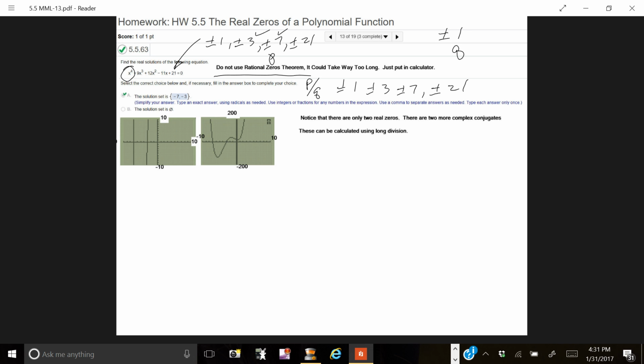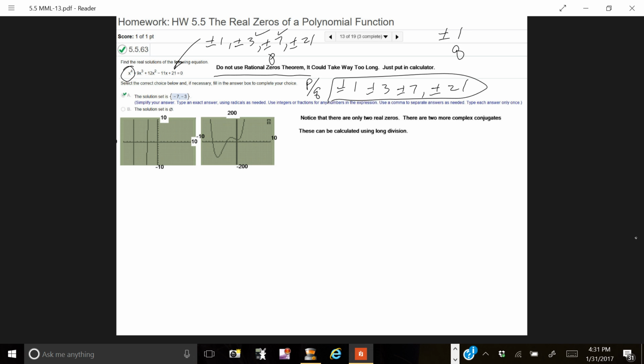But what you would do now is test all of these by using synthetic division. Now folks, that is a pain in the neck. Nobody uses that anymore to find the real zeros of a polynomial. They simply use their calculators, and it takes a lot less time.